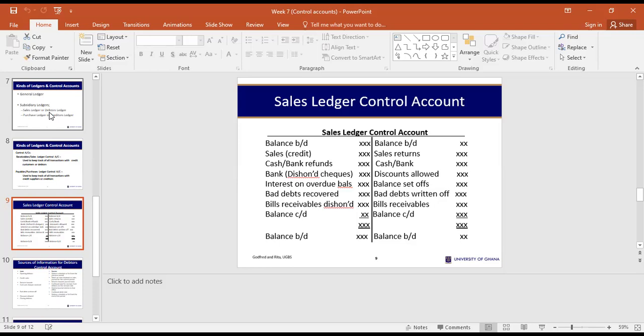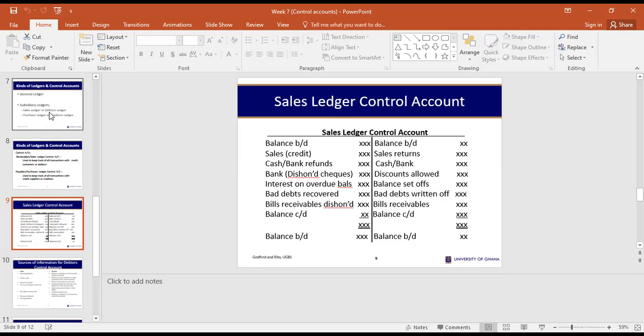And then there's something called bills receivable dishonoured. I didn't take it, so it still increases the amount that you owe me. I'm trying to explain all these things to you. Then bills receivable, if you pay me my money, that reduces the amount, so it comes to the credit side.